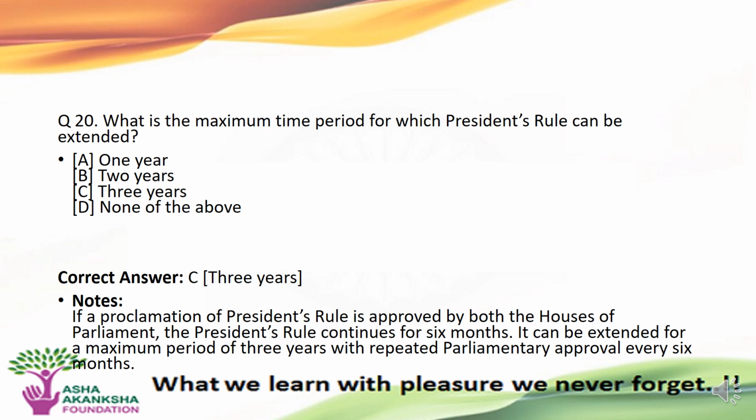After a proclamation, the president's rule is approved by both the houses of parliament. The president's rule continues for 6 months. It can be extended for a maximum period of 3 years with repeated parliamentary approval every 6 months.